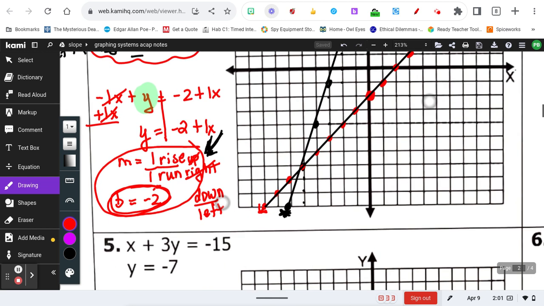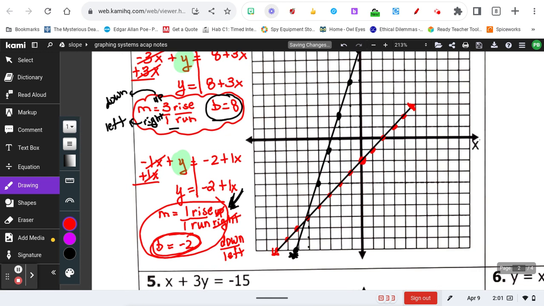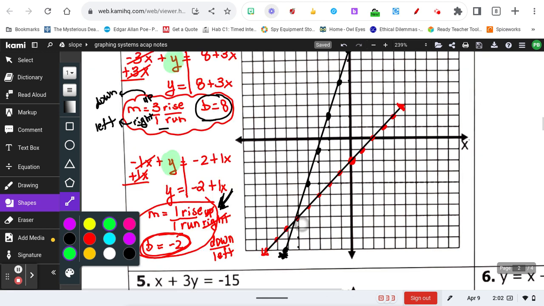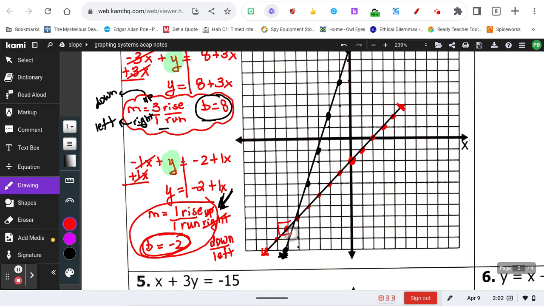All right, guys, you should be able to see that the point of intersection is right here. Let me get it out of shapes. Okay, it's right there. No, it's not that one. Sorry, it's this one. That's where they intersect. So what point is that? It has an x of -1, -2, -3, -4, and -5. It has an x of -5.